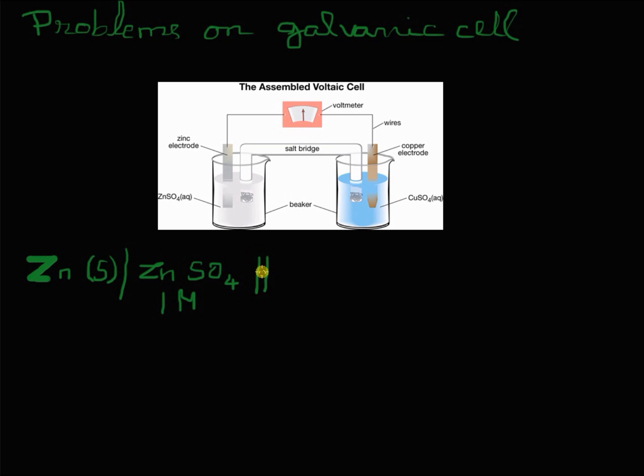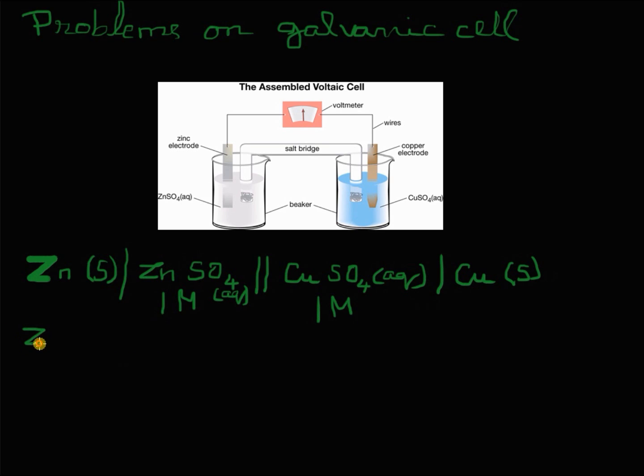Then we have to draw two vertical lines to represent a salt bridge. Here on this side, you have to write the electrolyte in the cathode compartment, copper sulfate. Here also we will write it as aqueous. Concentration 1 molar. Draw a vertical line and the copper cathode, or the cathode metal.